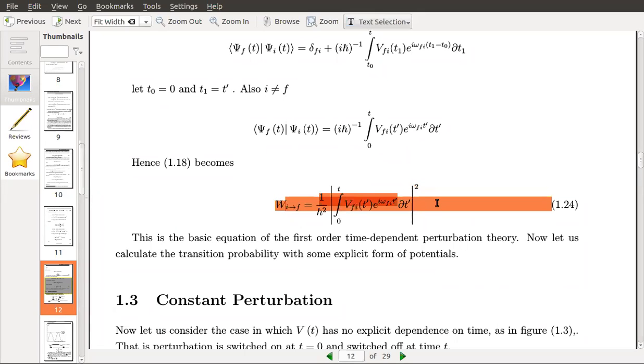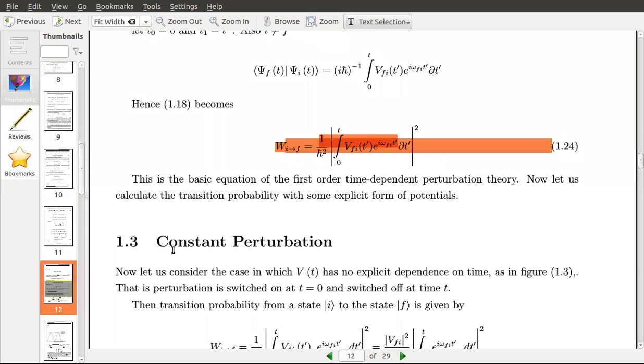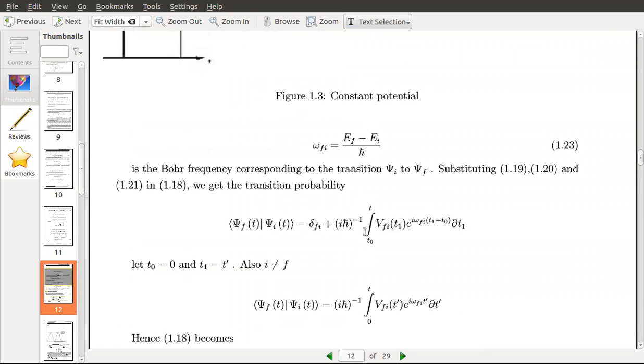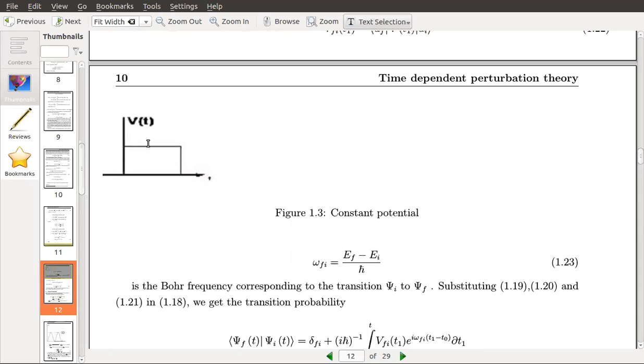From this, now we can move on to two types of perturbation. One is a constant perturbation and the other is a harmonic perturbation. Constant perturbation means it is not fully constant. Constant means it is like this. It is constant for a particular time, then it suddenly changes. It remains the same for some time and then it suddenly changes. So this is the case of constant potential.